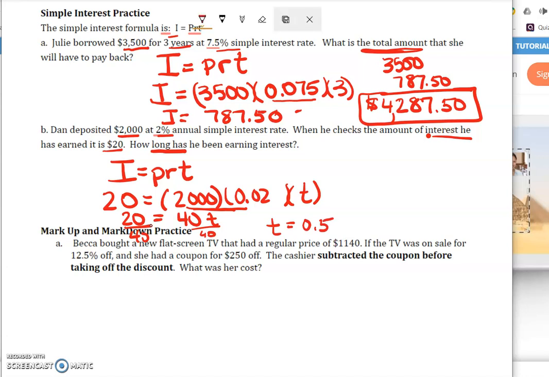Well, if the time is 0.5, that means that it's not even a full year, it's actually 6 months. Because half of a year is 6 months. The time in your interest rate problems is always in years. So those are 2 examples. I hope that cleared some things up for you, and that helps.